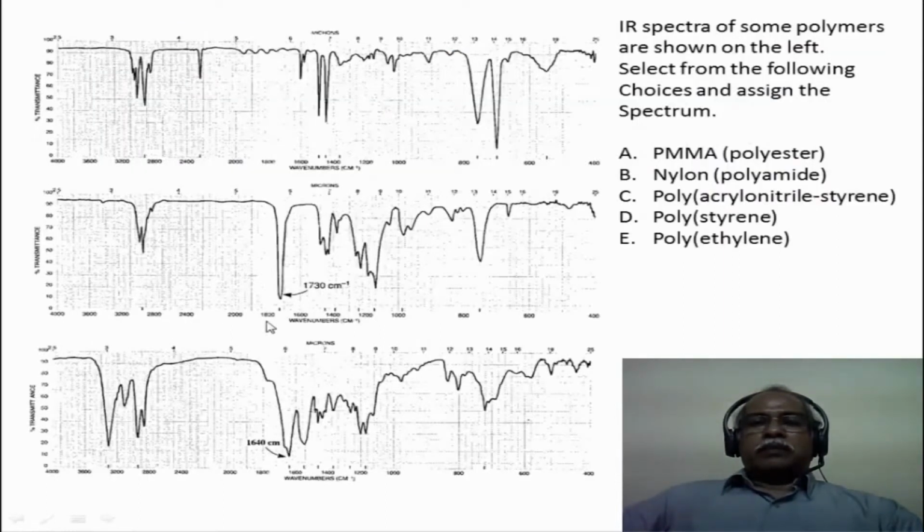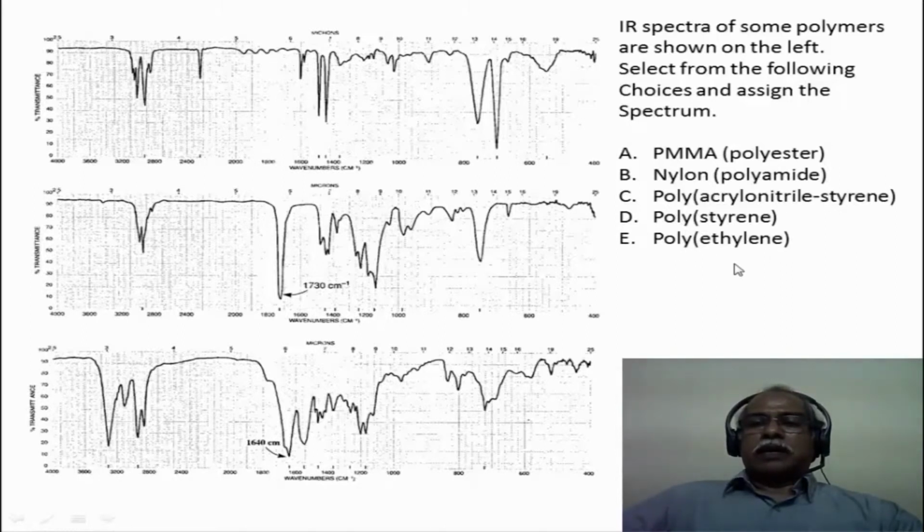Here is another problem. There are 3 IR spectra given here, and each one belongs to one of these polymers. So, one needs to match the IR spectrum with the correct polymer structure. The polymers given are PMMA, which is polymethyl methacrylate, a saturated ester polymer. Nylon, which is a polyamide, so you should have an amide stretching frequency for this one. Polyacrylonitrile styrene copolymer, polystyrene polymer, polyethylene polymer.